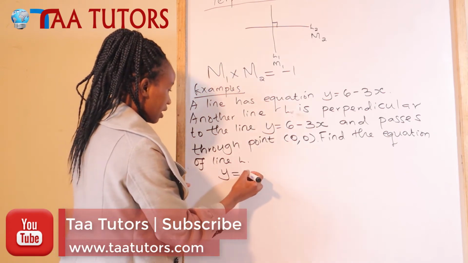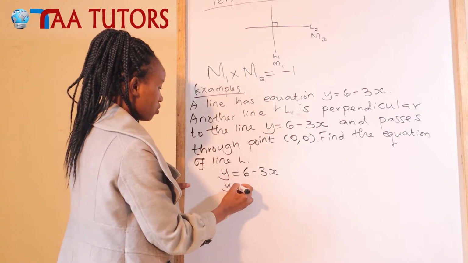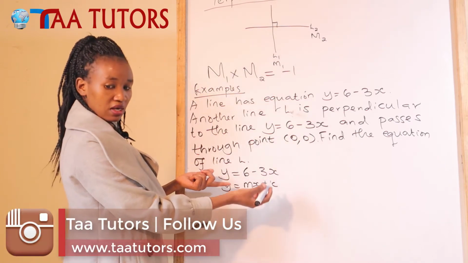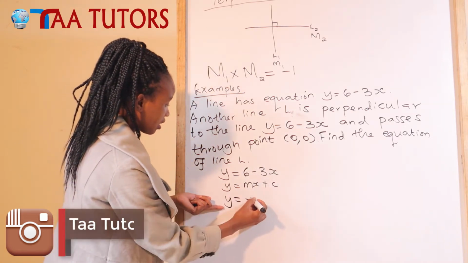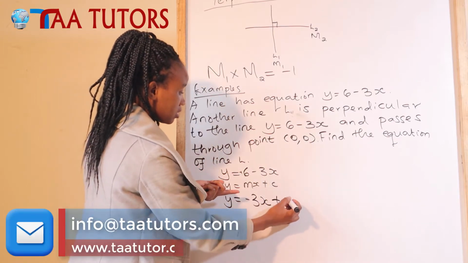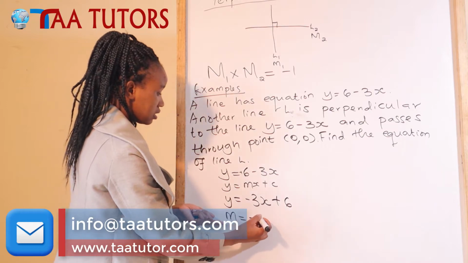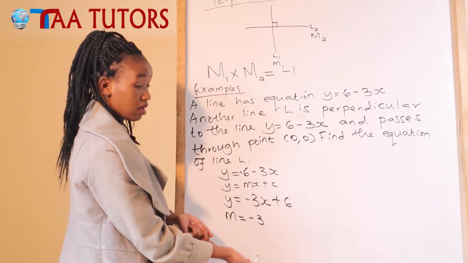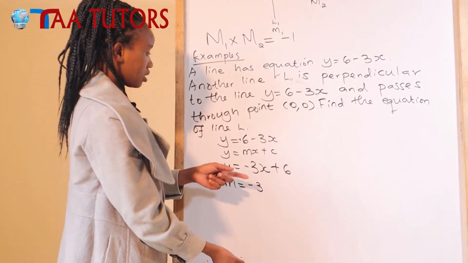So let's find the gradient of the line y equals 6 minus 3x. We rearrange it in the form y equals mx plus c, so the -3x is going to be in front. So y equals -3x plus 6. Now from here, our gradient is what? Our gradient is -3, because our gradient is m and m here is -3.